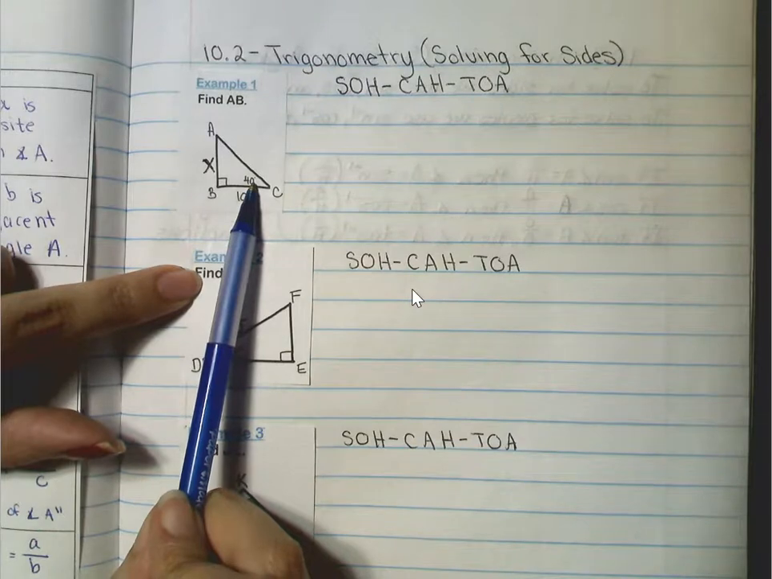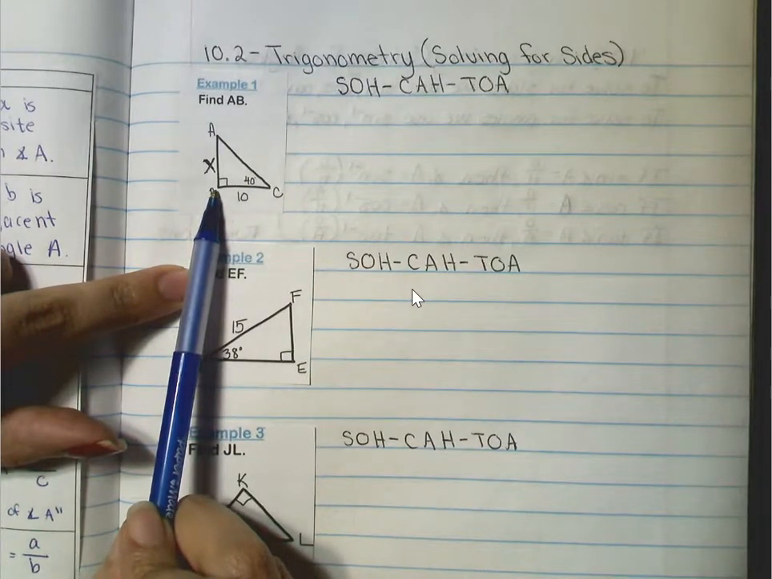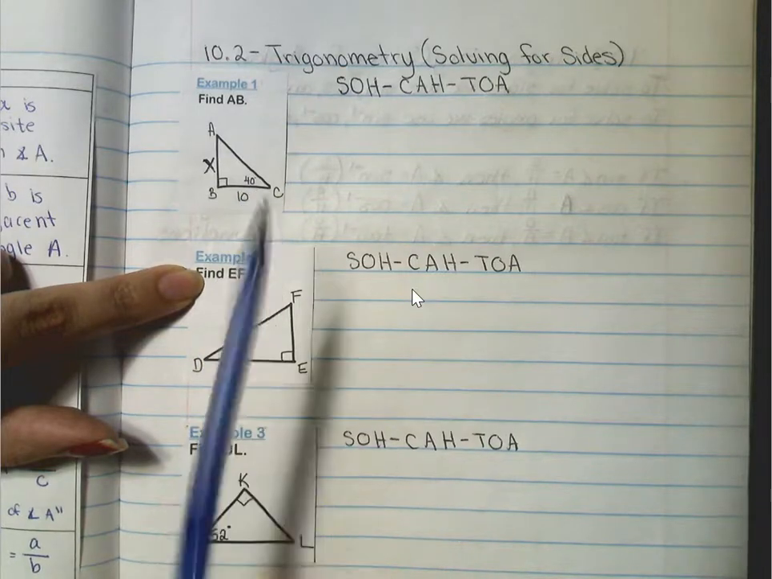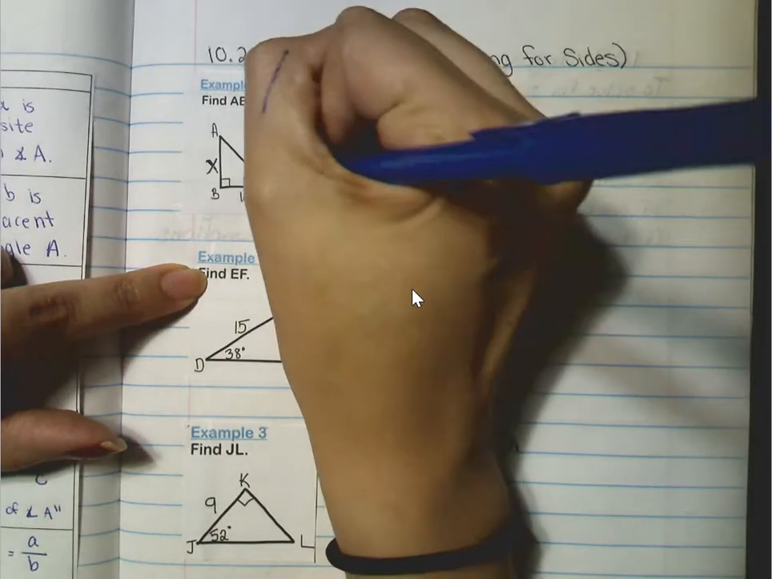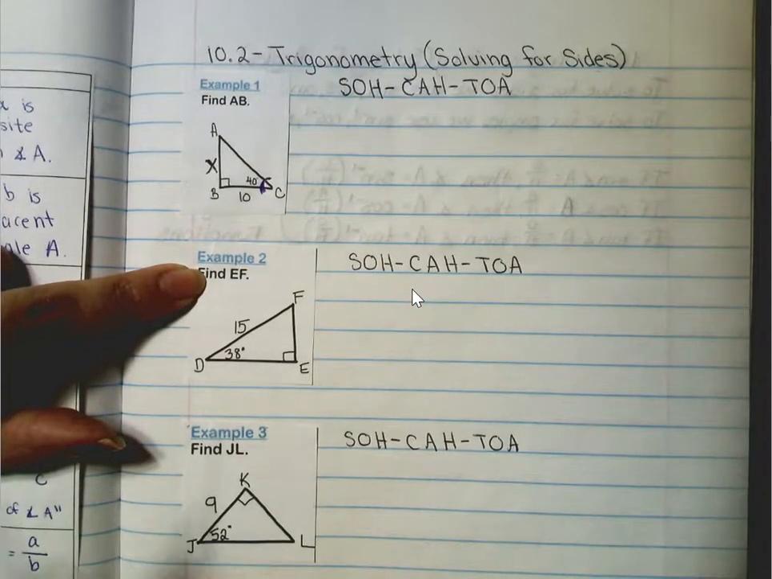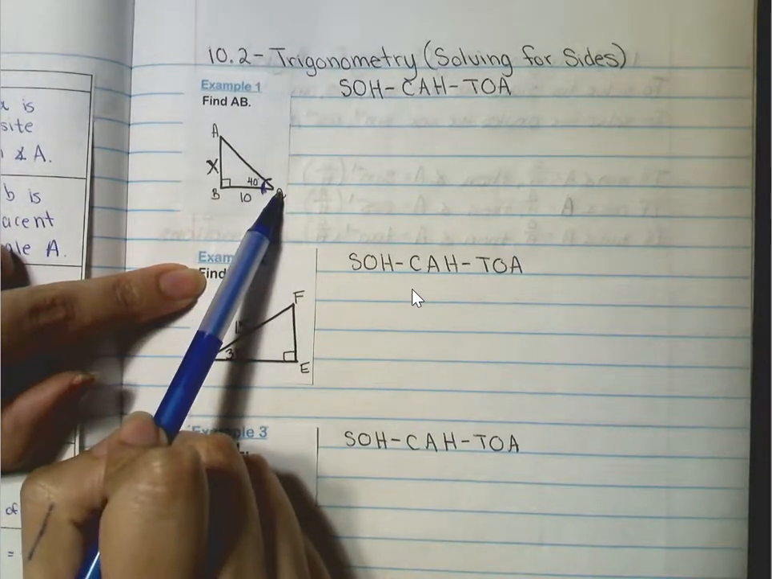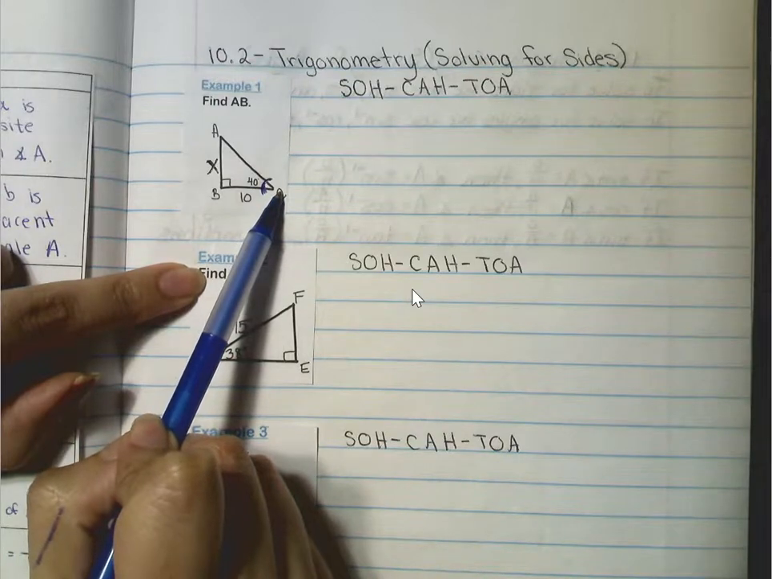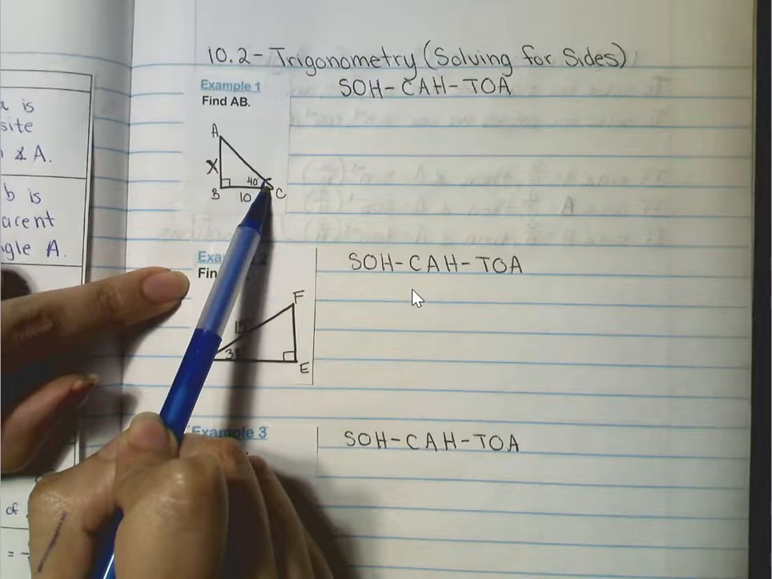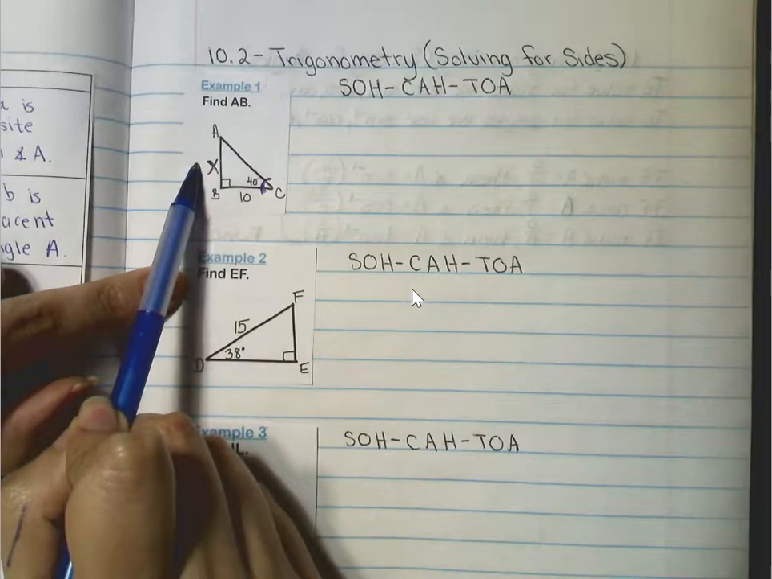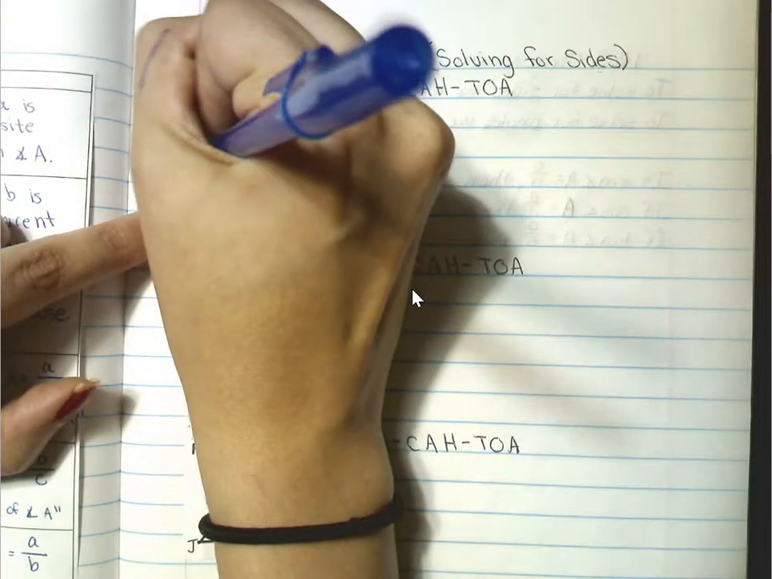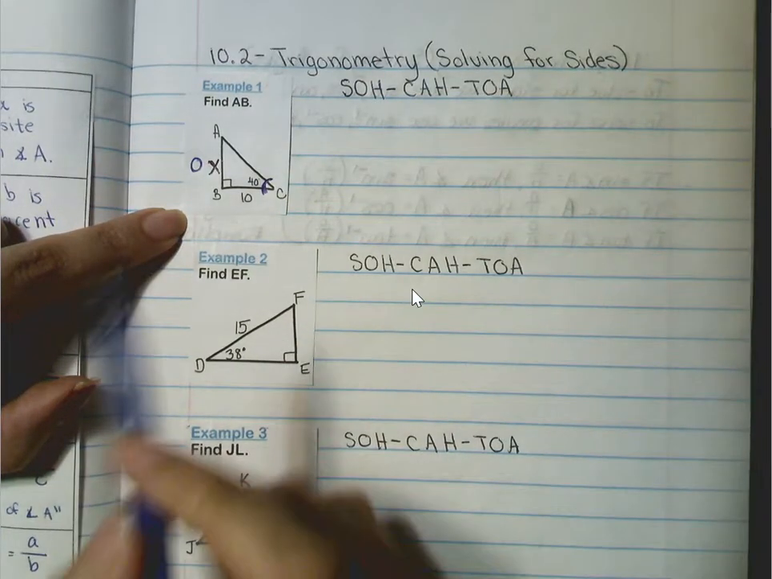If you notice, besides the 90-degree angle, the only other angle they give me is the 40 degrees, which is angle C. So that means I'm working with angle C. I'm just going to mark it. Based on angle C, I'm going to determine opposite, adjacent, and hypotenuse. Opposite from that 40-degree angle is my x, so I'm going to label this with O, for opposite side.